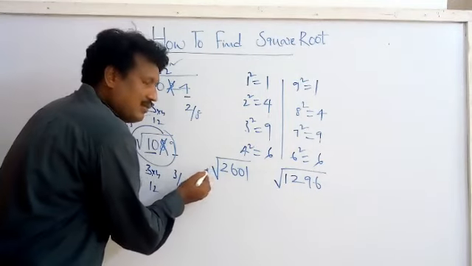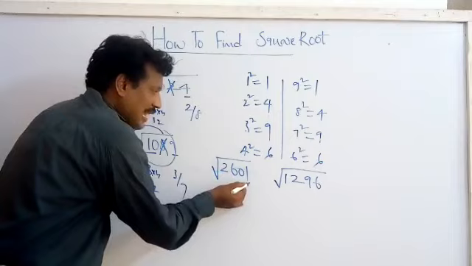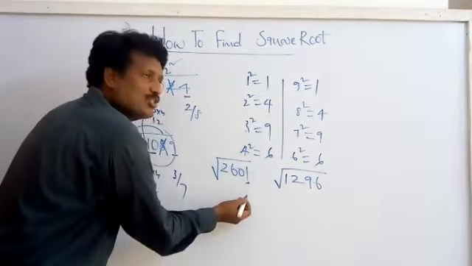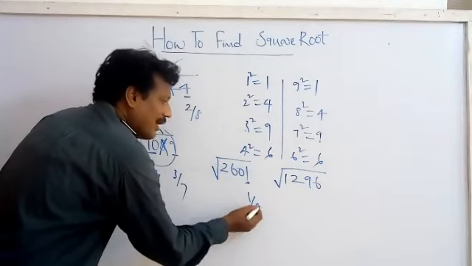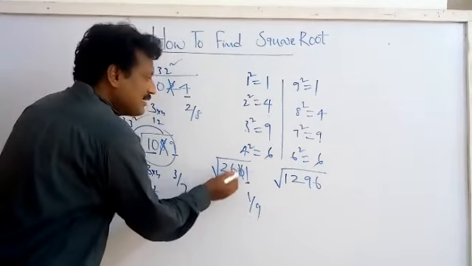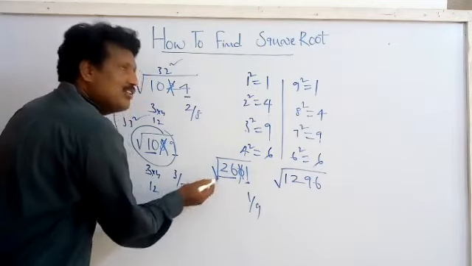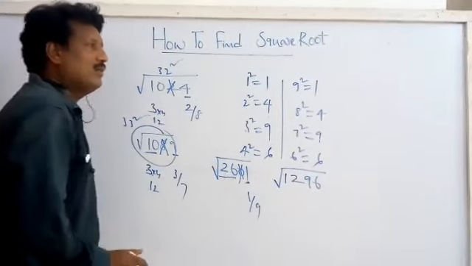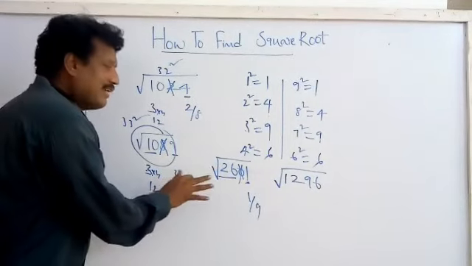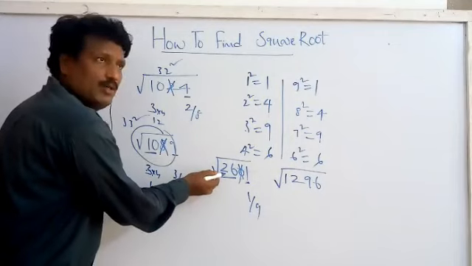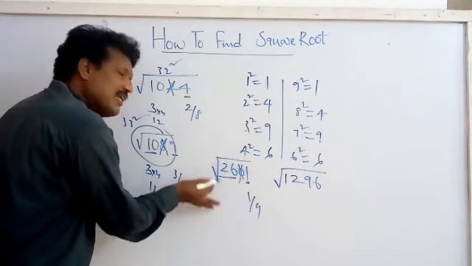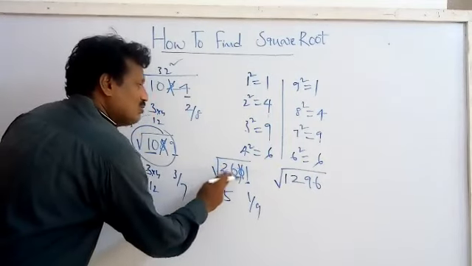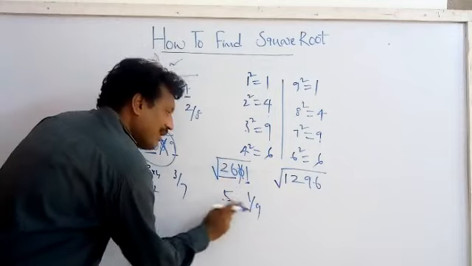Another example: the square root of 2601. The last unit digit is 1 here. 1 square is 1, 9 square is 81, so the answer's unit digit must be either 1 or 9. The tens digit we need not consider. The remaining value is 26. Which same number multiplied by itself is nearer to 26? 2 2s are 4, 3 3s are 9, 4 4s are 16, 5 5s are 25. So 5 5s are 25, which is nearer to 26. So we should consider 5. So the square root of 2601 is either 51 square or 59 square.